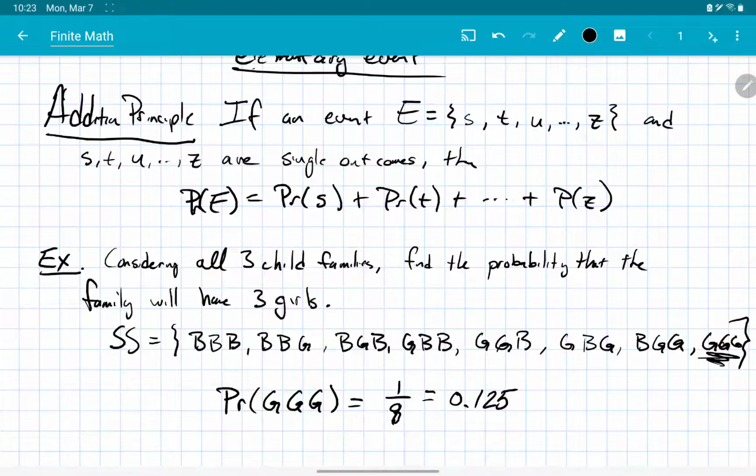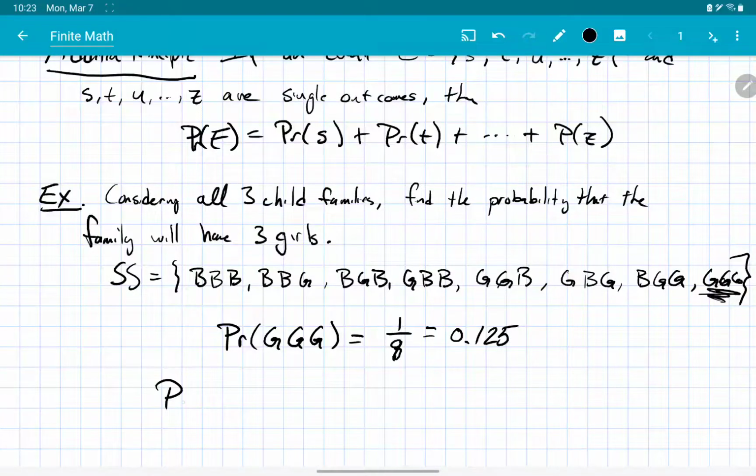Yes, Kayla. So, what exactly does it mean to be a single outcome? What would be the opposite of single outcome? If I want to say probability of at least 2 girls, that's not an elementary event because there are several outcomes which lead to that. This outcome, this outcome, this outcome, and the last one.